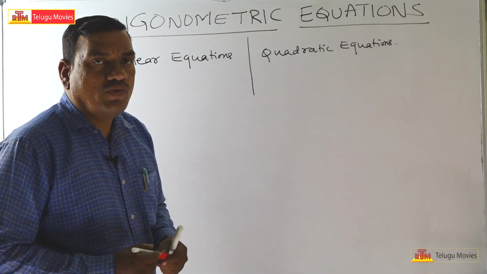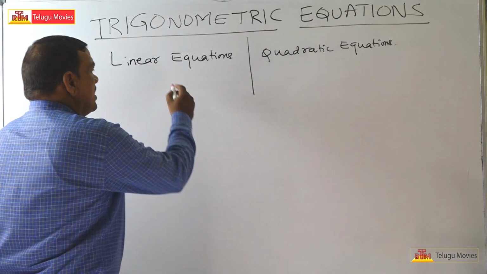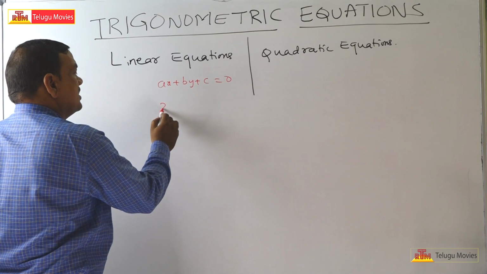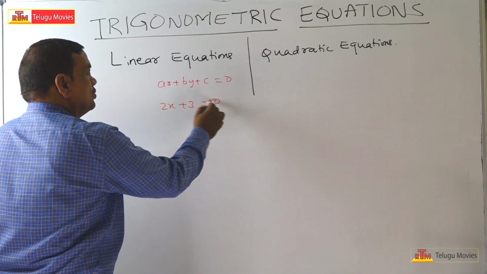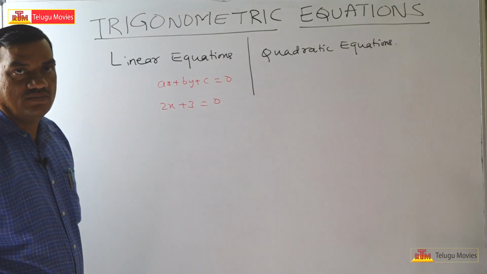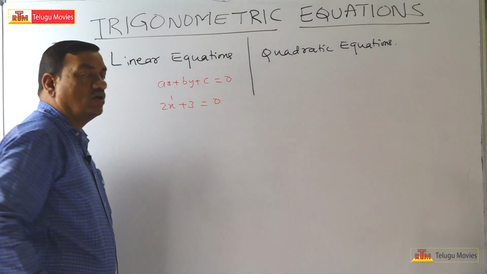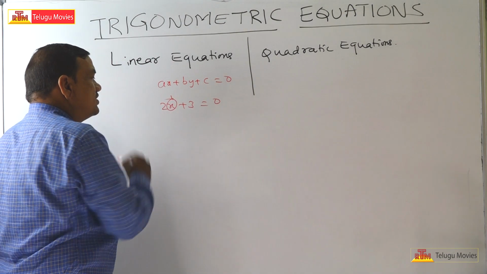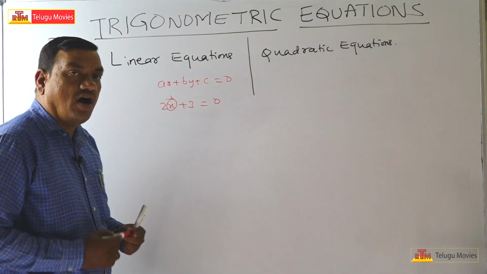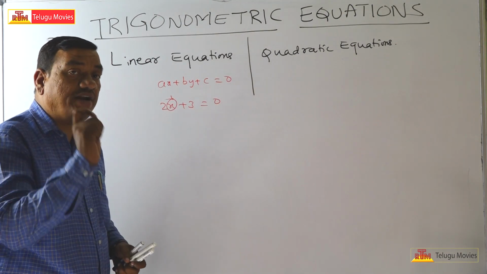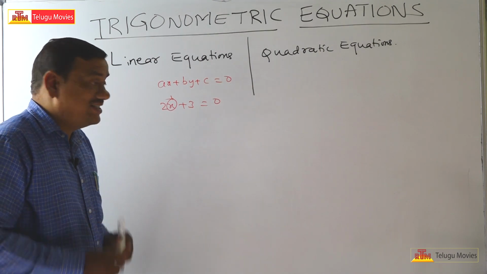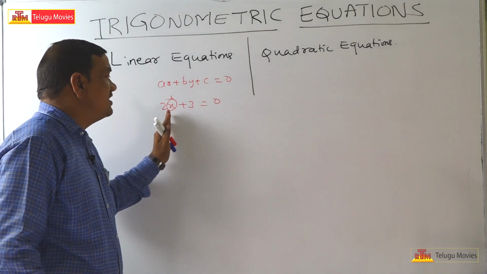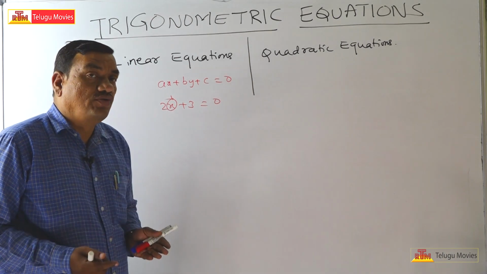You know that. The general form of a linear equation is ax plus by plus c is equal to 0. For example, 2x plus 3 is equal to 0. It is called a linear equation. The degree is 1. Now, what is the solution of this linear equation? Here x is called the variable, 2 and 3 are constants. Now, you have to find one x value such that the equation is satisfied. Satisfied means the left hand side value and the right hand side value are the same.